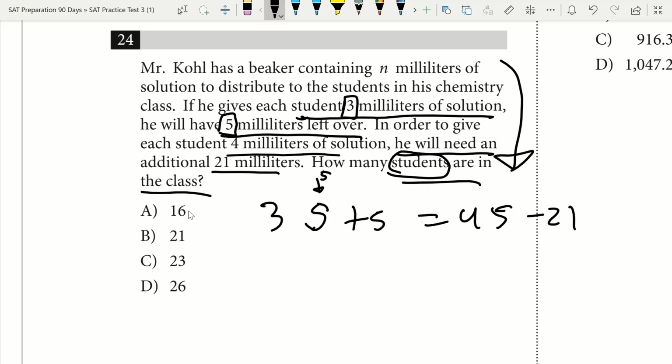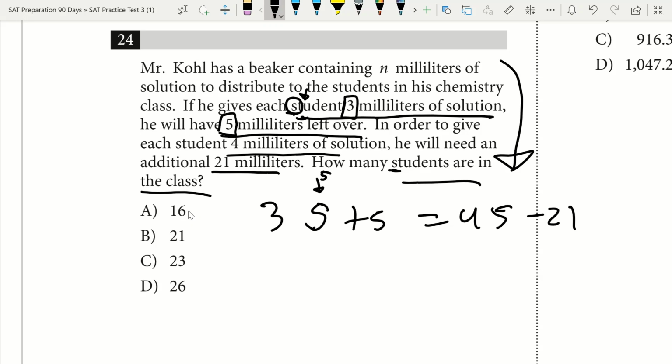Now, why did I pick S as my variable to represent students? Well, that's because it's the first letter in students. So one thing that you should get into the habit of doing is anytime you're given a variable like this, in this case it was students, I'm going to use the first letter of whatever that is.